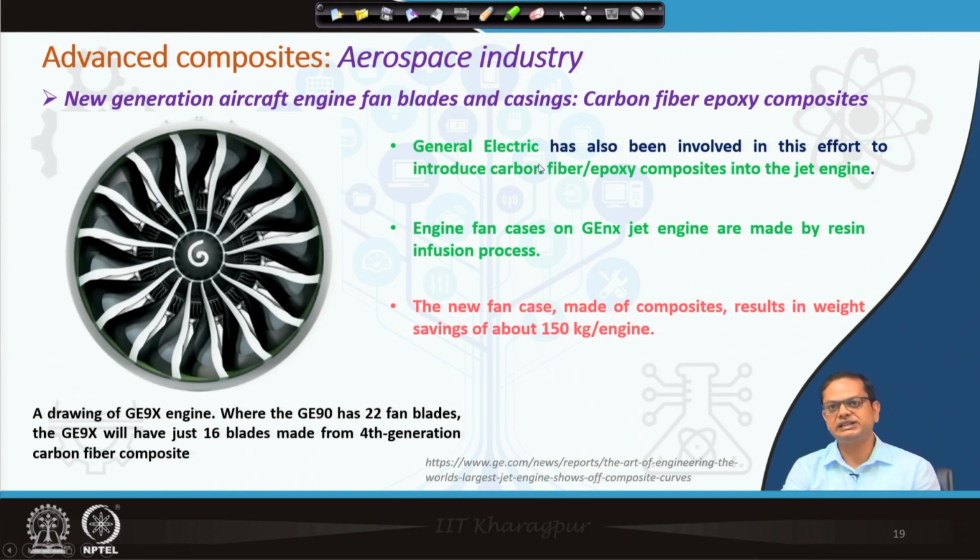So, you can see here General Electric has been involved in this effort to introduce carbon fiber epoxy composites into their jet engines. I think the name has not been provided here. Oh, here it is provided. G9X, that is the engine, G9X engine. It actually has 22 fan blades, and 16 of these blades are made from this 4th generation carbon fiber composite. Not all the blades, but a good amount, because the other blades give the structural strength, but ultimately you can see here around 150 kilograms of weight per engine could be reduced, which is huge.